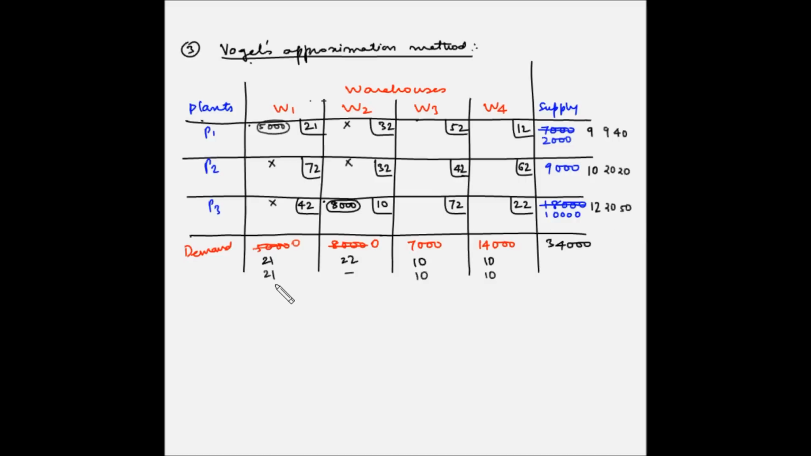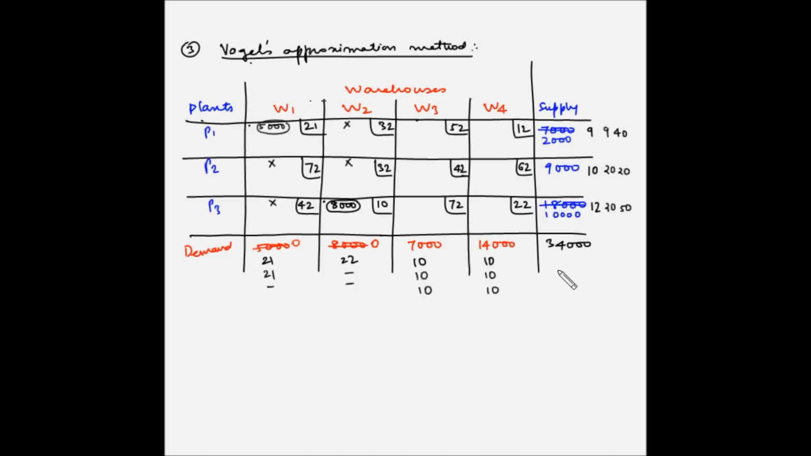Now column wise, the first column is entirely allocated, so we'll skip this. The second column is also entirely allocated, so we'll skip this as well. For the third column, the lowest is 42 and the next lowest is 52. So opportunity cost is 10. For the fourth column, the lowest is 12 and the next lowest is 22. So the opportunity cost is 22 minus 12, which is 10.